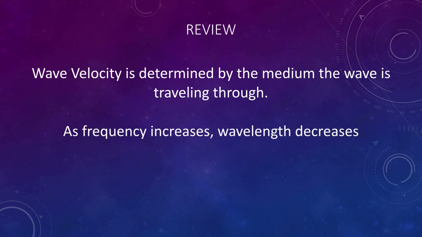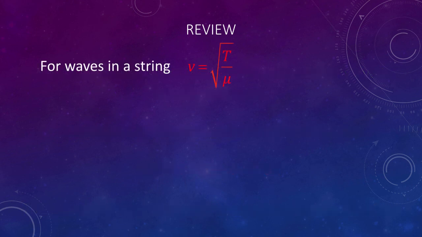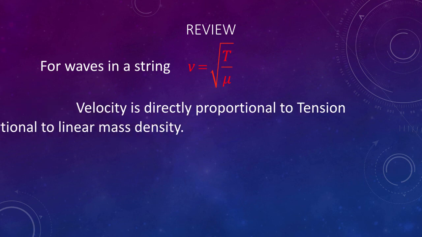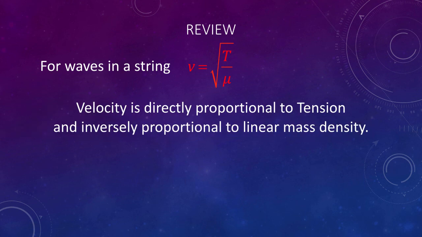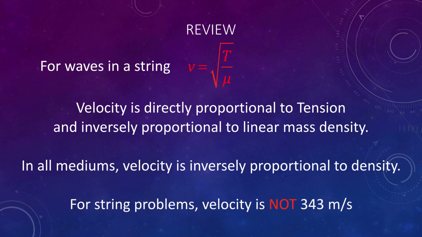To review, wave velocity is determined by the medium the wave is traveling through. For a particular medium, velocity is constant, so as frequency increases, wavelength decreases, and vice versa. In air, the speed of sound equals 331.3 plus 0.06 T. The speed of sound in air is directly proportional to temperature. For waves in a string, velocity equals the square root of T over mu. Velocity is directly proportional to tension and inversely proportional to linear mass density. In all mediums, velocity is inversely proportional to density. For string problems, velocity is not 343 meters per second.